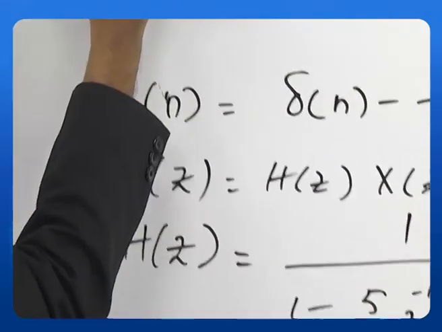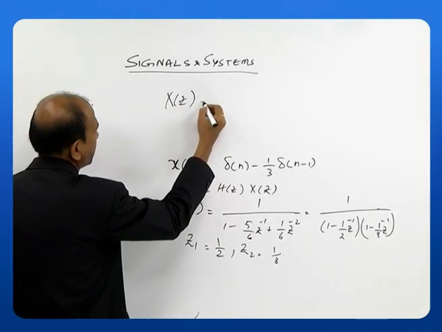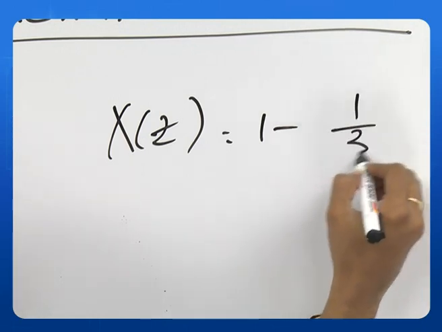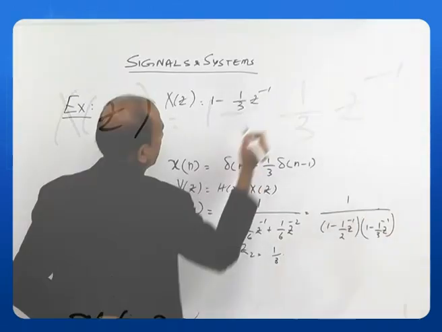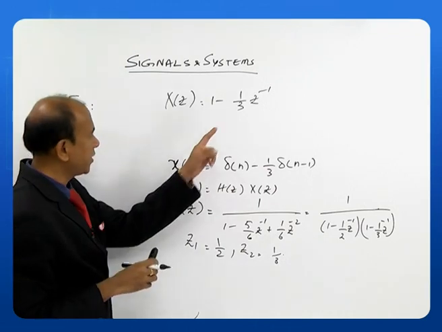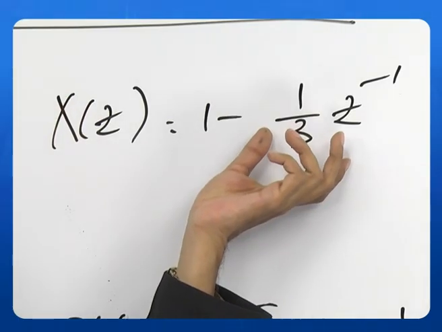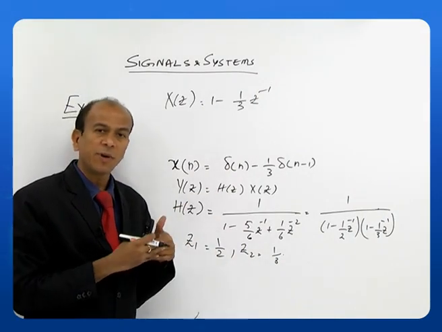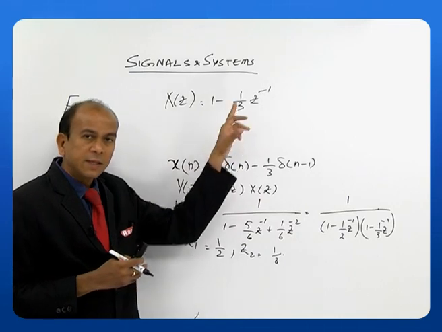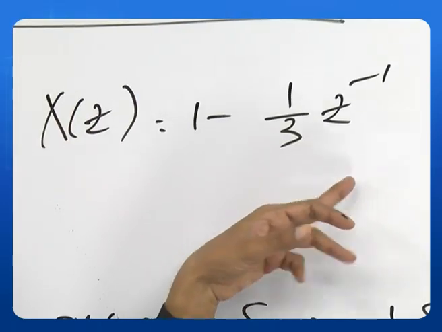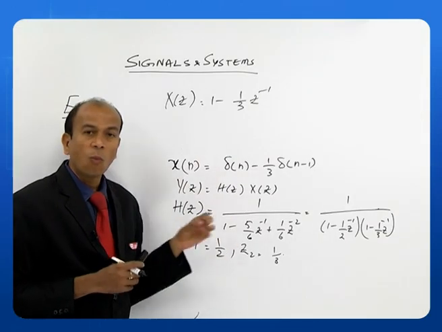So, we can write x of z here. X of z is the transform of delta n, which is 1, minus 1 by 3 z to the power of minus 1. If you look at this equation and this equation, there exists a 0 here at 1 by 3, and there exists a pole at 1 by 3. So, there is a zero-pole cancellation here. One pole is getting cancelled because of the presence of a 0 at the same place. So, the 0 is cancelling one pole.